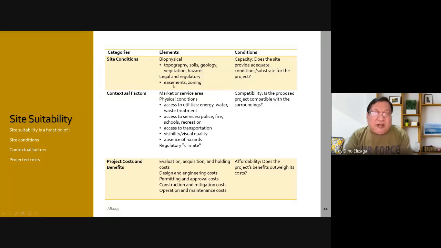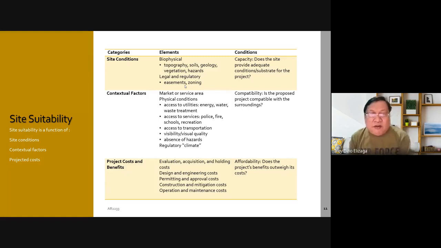And easements, for example. The criteria might be there is no future plans for a road traversing the property. Because we mentioned that last time, that if you consider a site, make sure that you also consider the projected plans of the government, whether they're going to expand the road right in front of you or something else.